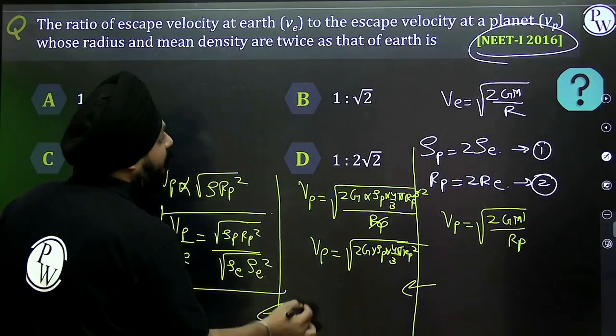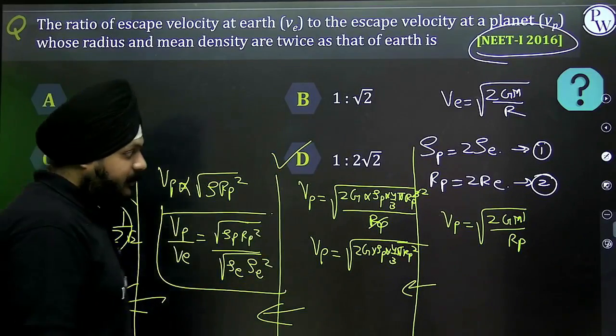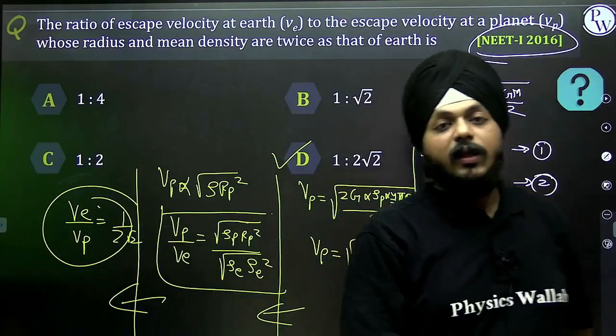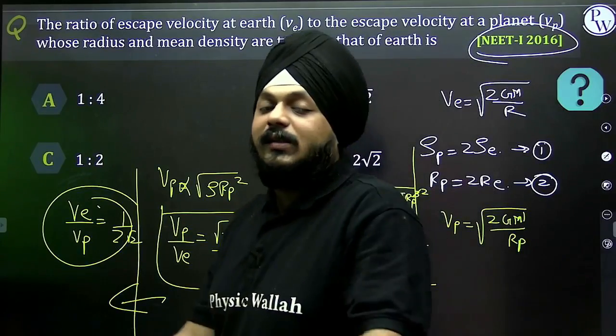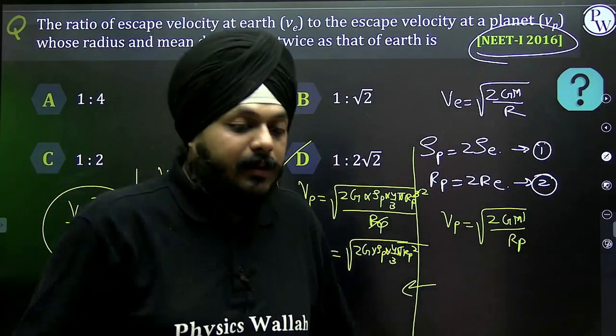You have to just replace the values. D will be the perfect answer. This is a question based on the escape velocity. Like this way, questions based on the interstellar speed are also asked.